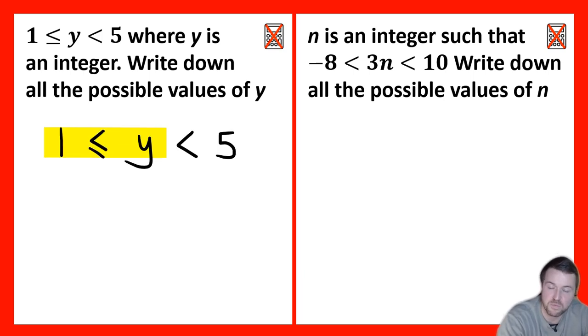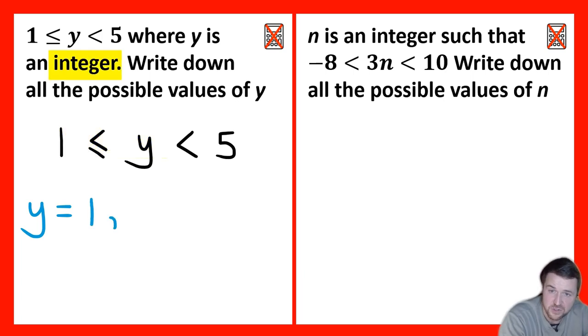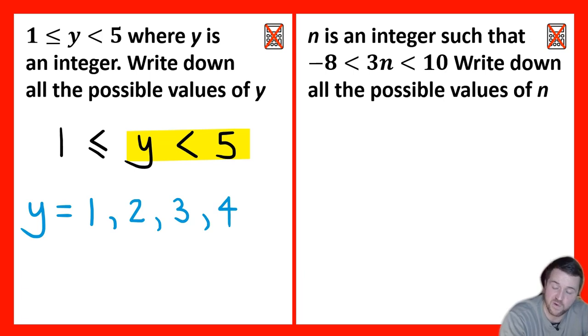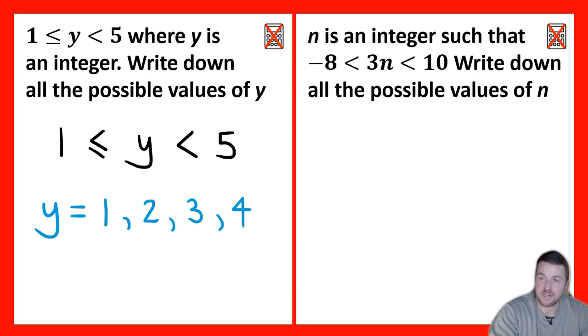y has to be larger than 1, but can also take 1 as a value. Therefore, the smallest possible value that y could take is 1. And since we're finding integers, whole numbers, I can include 2, 3, 4. And since y has to be less than 5 and can't actually take the value of 5, we would stop with our list at 4. On to the second question.